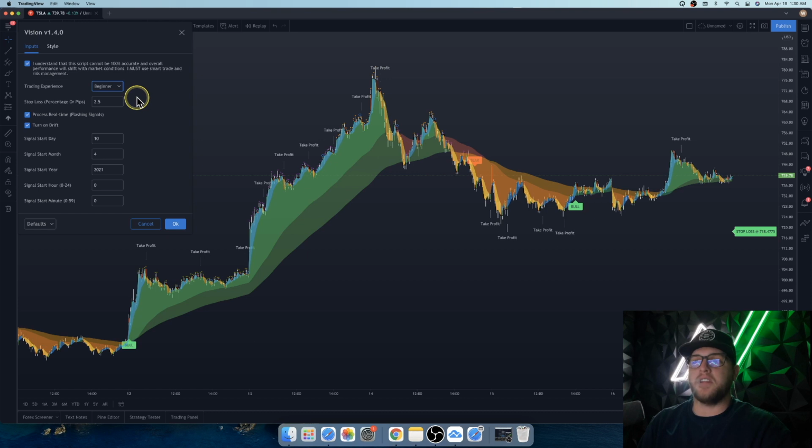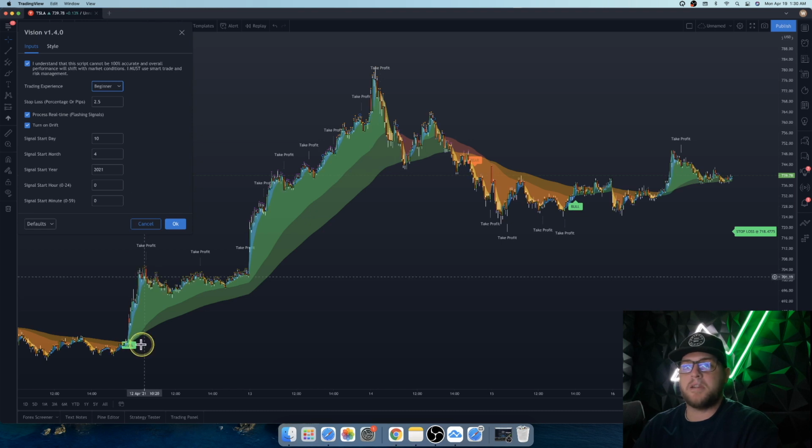We'll start at the beginner level, and then we'll go to advanced and see what the difference was and is. So a good explanation of what the drift is, it's going to give you a very good visual interpretation of how strong the direction is. Okay, so we're on beginner mode, so keep that in mind here.